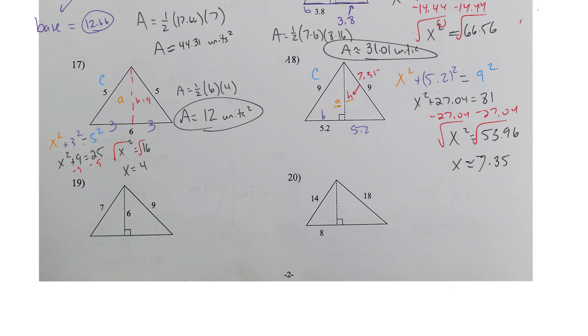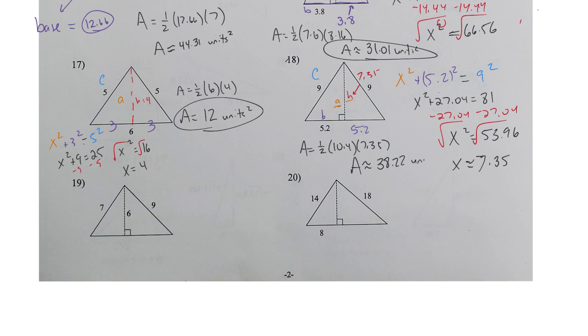So my area is 1/2. The base is 10.4 times my height, which is 7.35. So I just use my calculator. 1/2 times 10.4 times 7.35 equals 38.22. Remember, it's about, because we rounded on our square root.